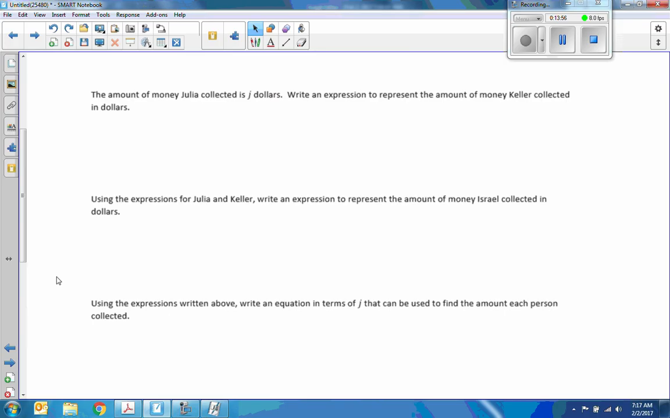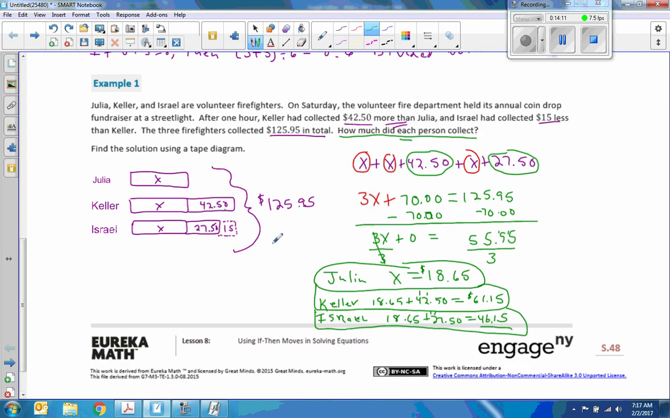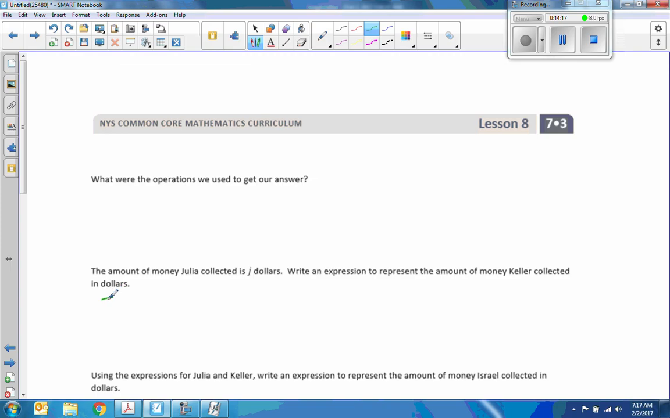Okay, the amount of money Julia collected is J dollars. Write an expression to represent the amount of money Keller collected in dollars. Okay, so Keller collected, if we go back, Julia's amount plus $42.50. Okay, so that's what I'd write. J plus $42.50.